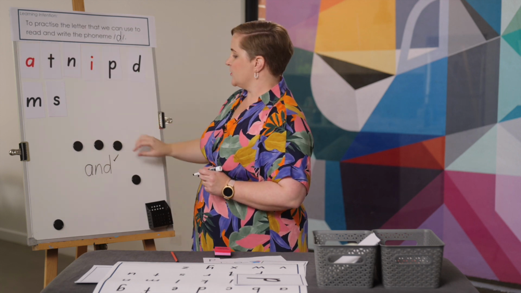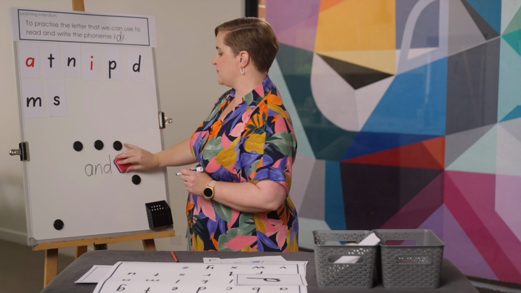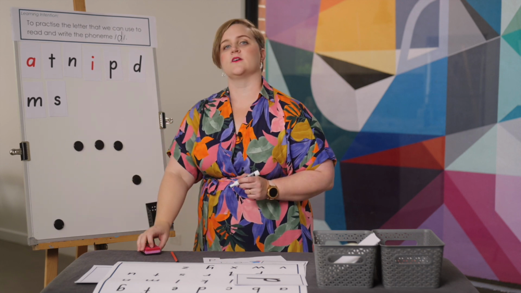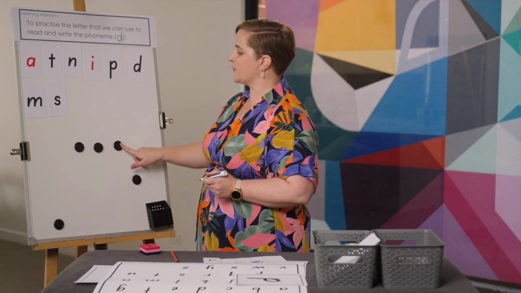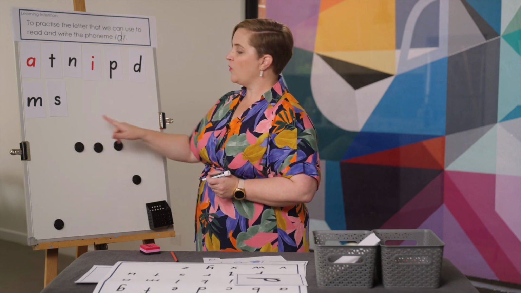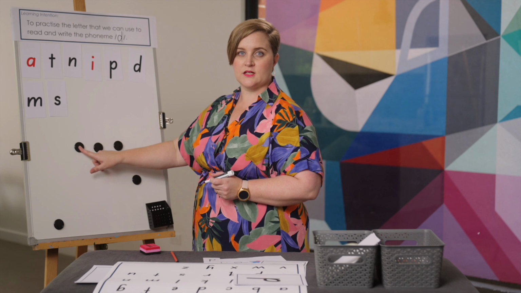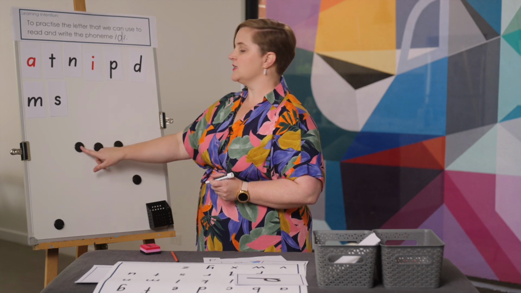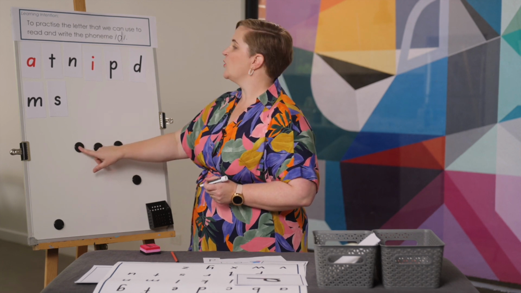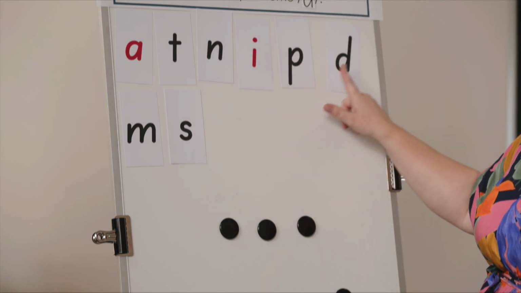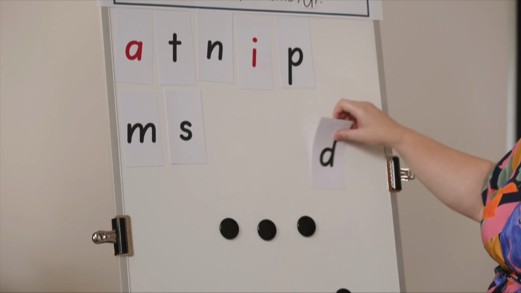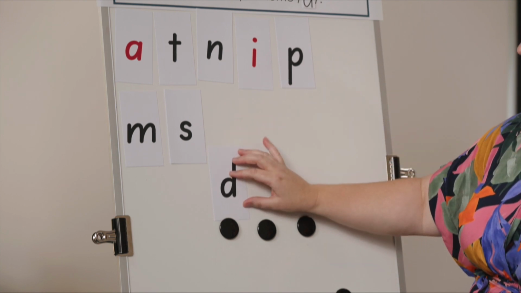Our next word is the word dip. Can you say dip? Dip. Let's sound it out. D-i-p. Dip. What phoneme do you hear here at the beginning? D-i-p. D. Well done. Which letter do we use to write D? The letter D. Here it is. Bring your letter tile down and say D.